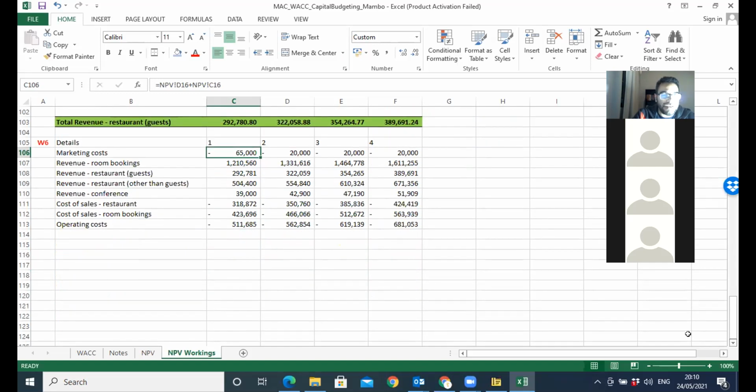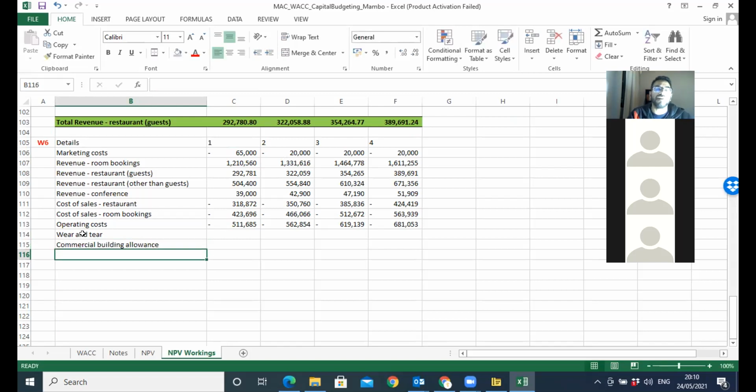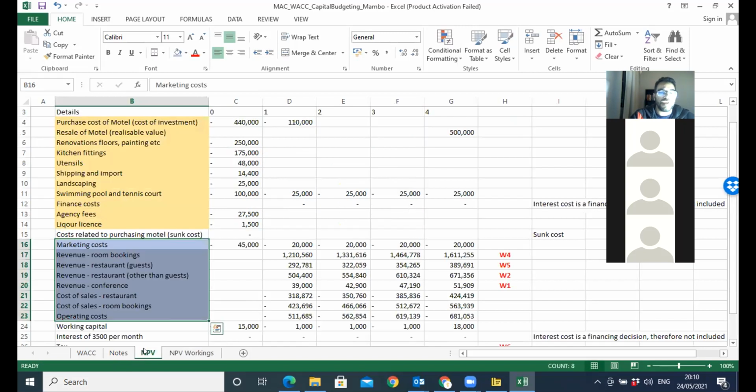Now there's wear and tear. So I'm going to put here wear and tear, and then there's going to be the commercial building allowance. The only commercial building I can see is the hotel. Now the tricky part is what forms part of the hotel. That is now going to be the issue. So the hotel, definitely the purchase price.